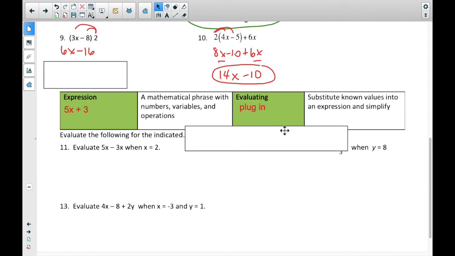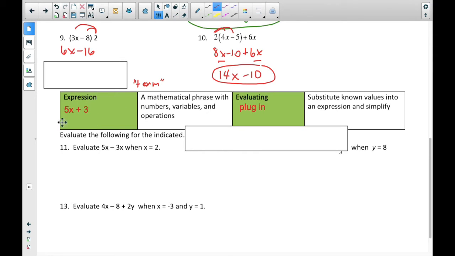And the next section is on evaluating, a couple of vocab terms that we need to use, and maybe another one that I've used that I haven't mentioned yet. An expression is a mathematical phrase with numbers, variables, and operations. So for instance, 5x plus 3, that is an expression. Another thing that I have mentioned, but you may or may not have known what it is, is a term. So a term is one of these, like 5x is a term, 3 is a term. Up here on number 10, 6x is a term, 5 is a term, etc. So any little piece of it, that's called a term.